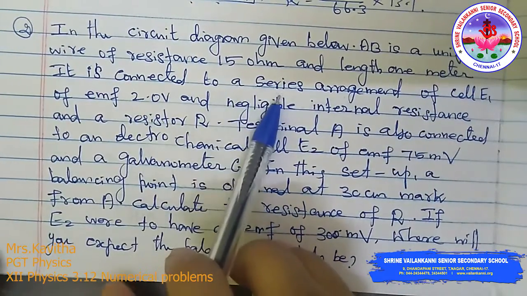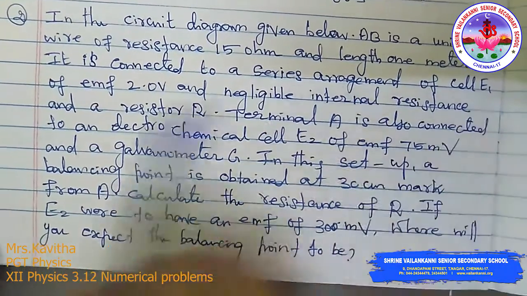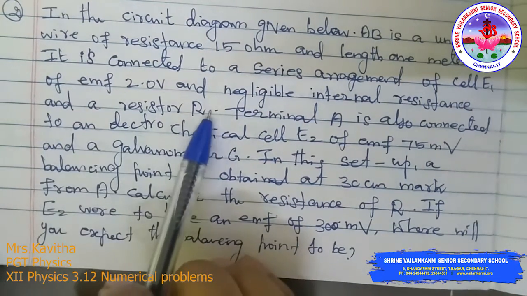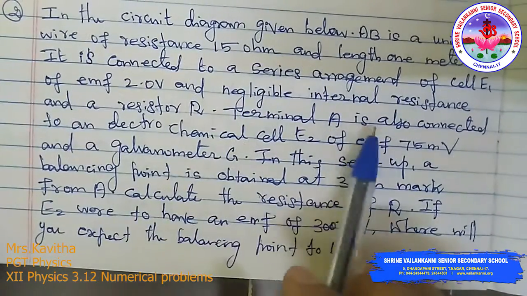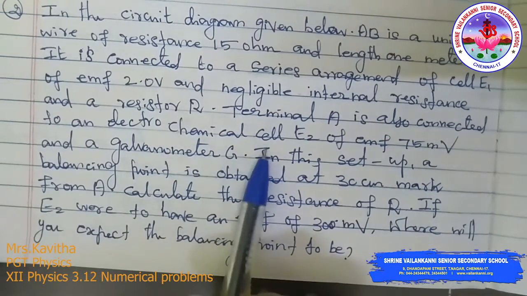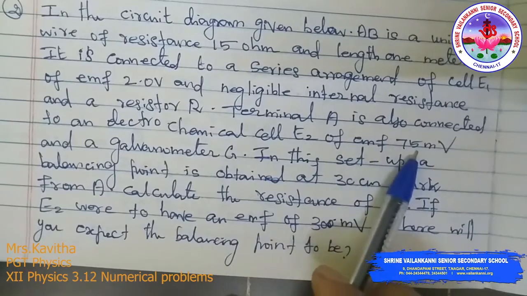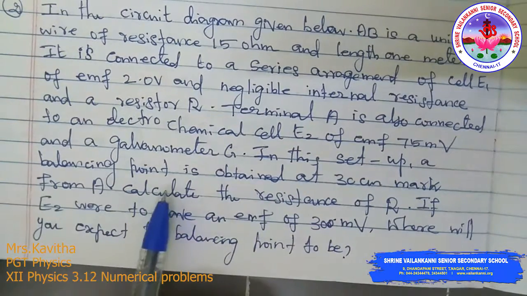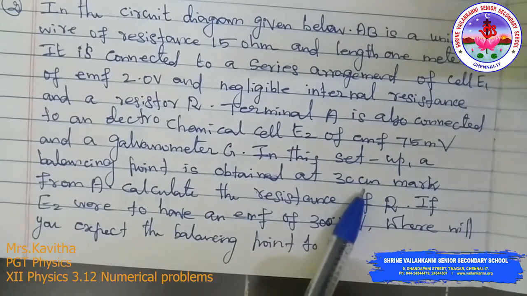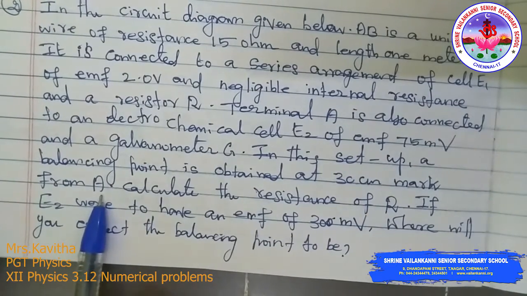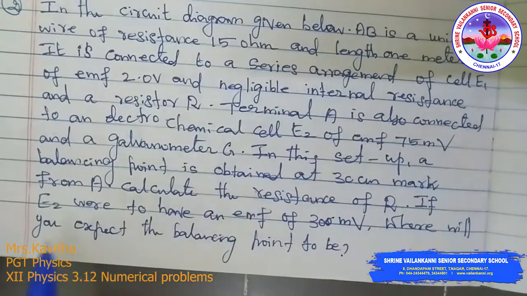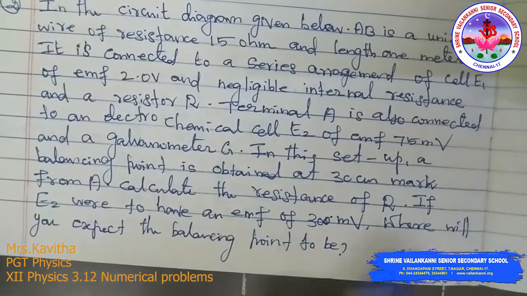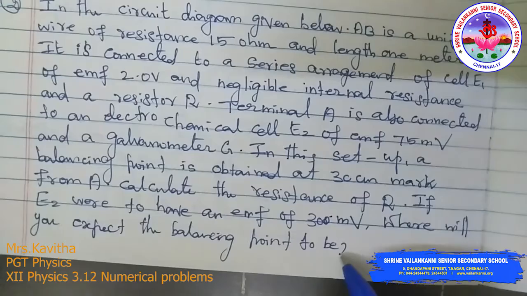It is connected in series to a cell E1 of EMF 2 volt and negligible internal resistance, and a resistor R. Terminal A is also connected to an electrochemical cell E2 of EMF 75 millivolt and a galvanometer G. In the setup, a balancing point is obtained at 30 centimeter mark from A. Now calculate the resistance of R. If E2 were to have an EMF of 300 millivolt, where will you expect the balancing point to be?